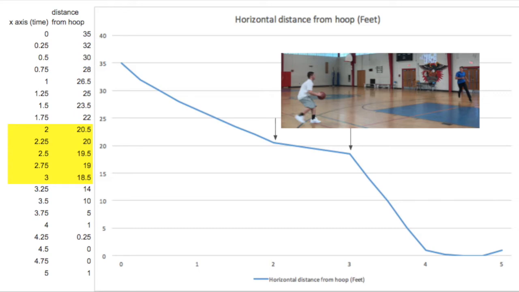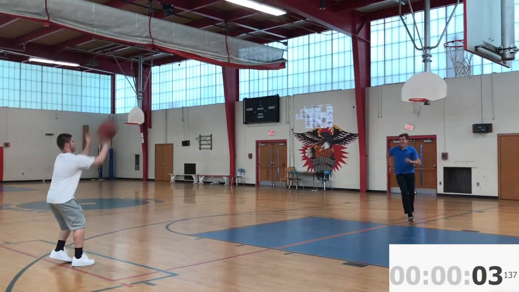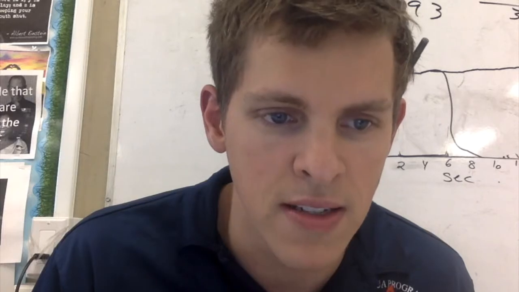Next, from about 2 seconds to 3 seconds, he starts to slow down right as he crosses over that 3-point line. He's about to make a pass. Then from 3.25 seconds to about 4 seconds is when the actual pass is being made, and the ball is coming much closer to the hoop at a much faster rate. That's why our slope is going to increase in steepness.